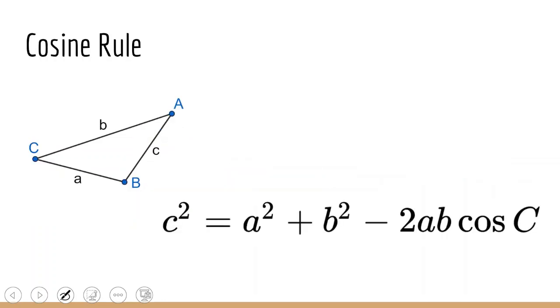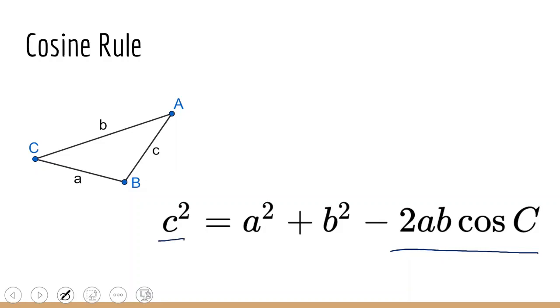Next, we have cosine rule. So for any triangle, the length of one side, C, squared is equal to the sum of the squares of the other two sides, offset by minus 2AB cosine C. So C is the angle opposite of length C.